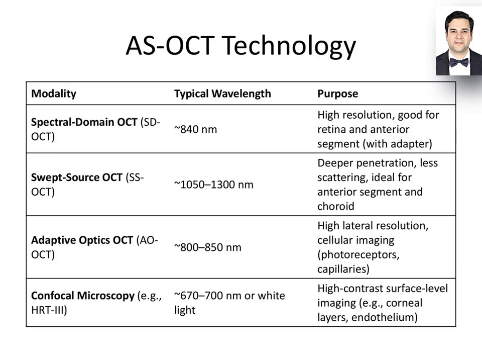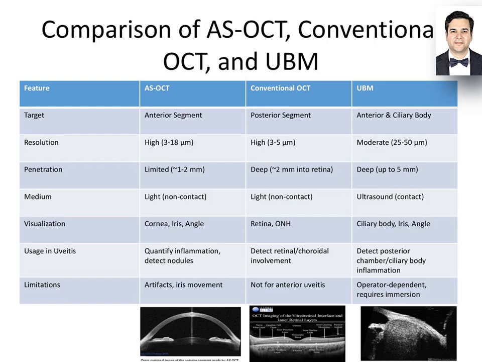Confocal microscopy offers high contrast for corneal details and keratic precipitate, KP, assessment, while AS-OCT provides exquisite detail for the cornea, iris, and angle. It cannot visualize structures behind the iris, such as the ciliary body or pars plana. UBM or ultrasound biomicroscopy can image these deeper structures but requires immersion, is more invasive, and is technician dependent. In contrast, AS-OCT is non-contact and well tolerated, even in children.